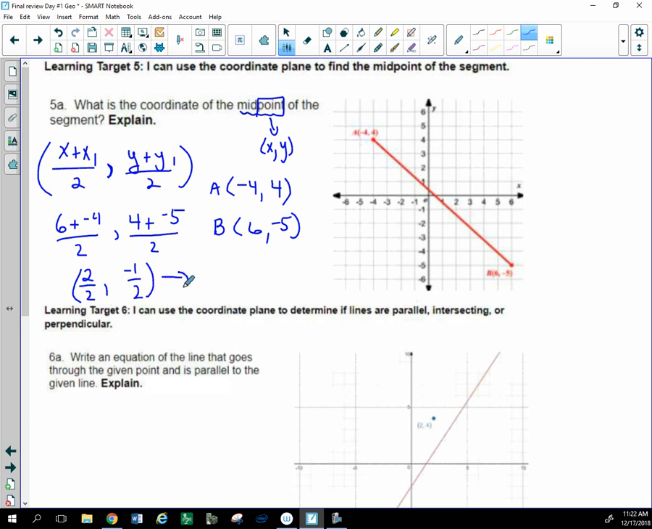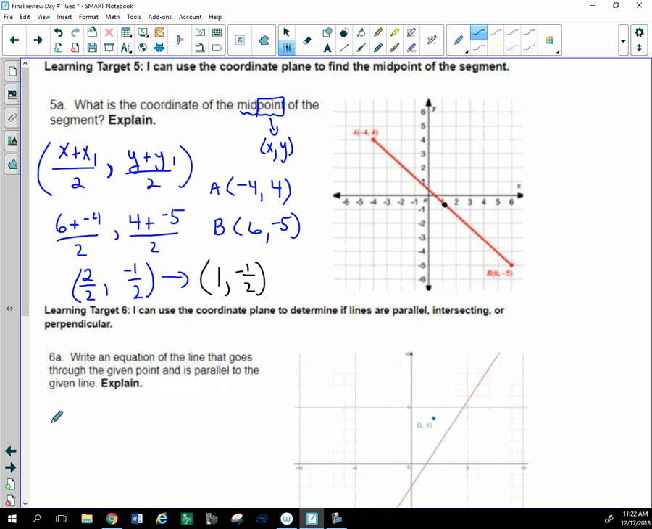And if I just clean up the 2 over 2, I get my final answer for my midpoint: 1, negative a half. So if I go over 1 and down a half, that point right there should be the middle of the line. That's what we're looking for.